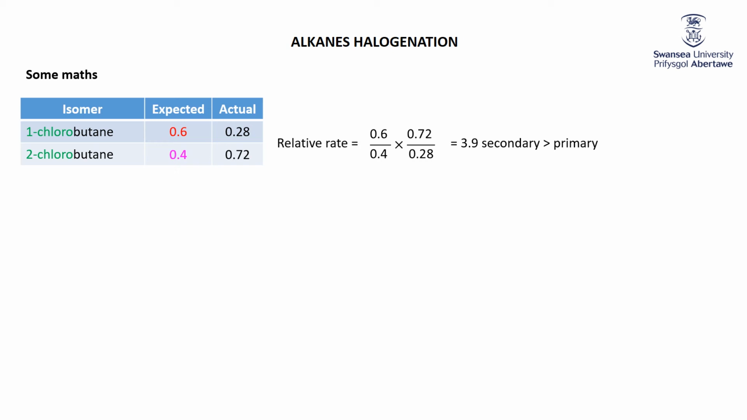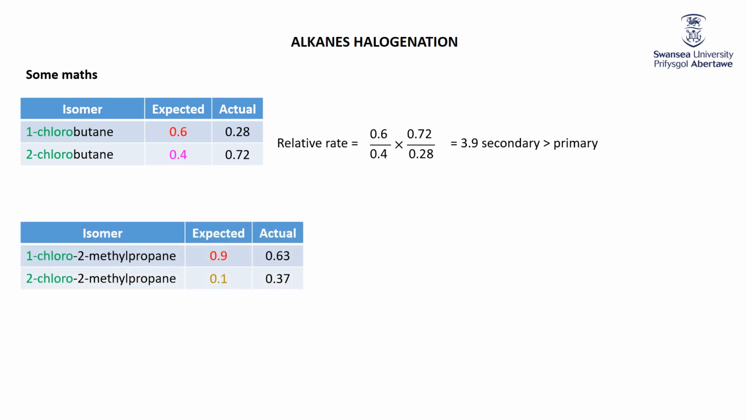So based on these numbers, the secondary one, that's this one, is 3.9 times better kinetically to form than the primary one, the 1-chlorobutane. Okay, not just taken from what we observe, but comparing what we observed to what we should have observed.